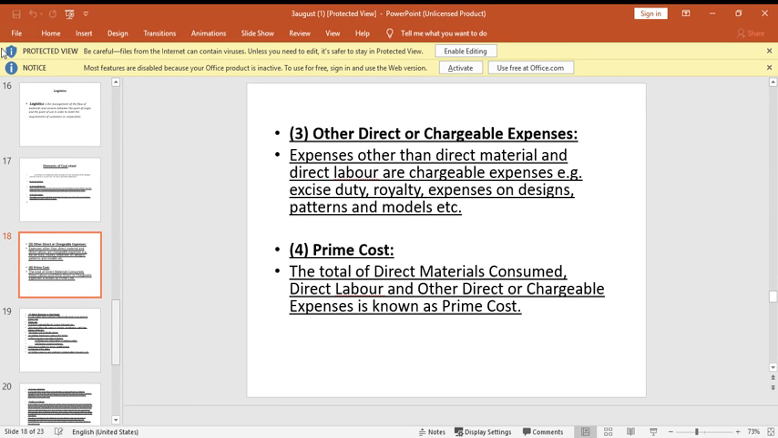Then other direct or chargeable expenses. Expenses other than direct material and direct labor are chargeable expenses. Example: excise duty, royalty, expenses on designs, patterns and models, etc. Prime cost: the total of direct materials consumed, direct labor and other direct or chargeable expenses is known as prime cost.